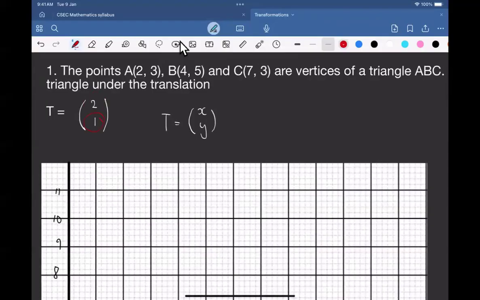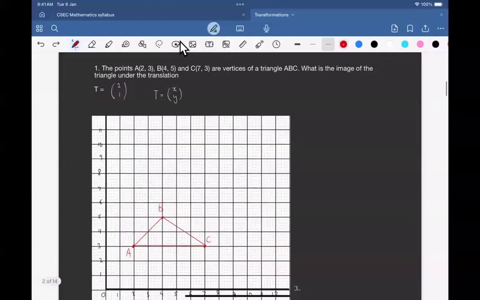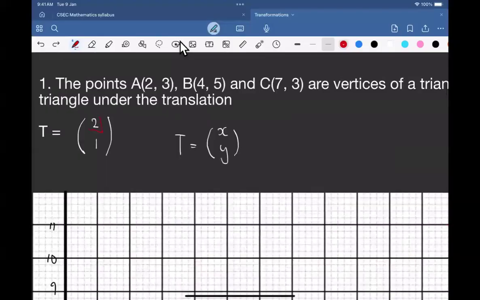What about the 1? That 1 suggests you're going 1 up or 1 down. What does that 1 suggest? Tell me, Haley. 1 up or 1 down? Up. 1 up, right? Cool. So the first thing I'm going to do is shift my shape 2 spaces to the right, because you're always following the X value first. That's horizontal.